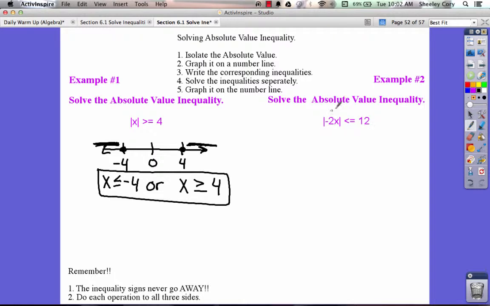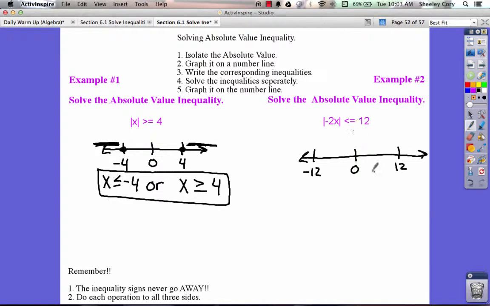So let's look at this problem over here. It says that our distance from 0 has to be less than or equal to 12. So negative 2x in the absolute value has to be less than or equal to 12 from 0. So we have to be less than 12 from 0. Let's mark on the number line all the numbers that are 12 from 0. So I know that 0 is here, this is 12 from 0, and negative 12 is 12 from 0. So it says less than 12 from 0. Numbers that are less than 12 from 0 would be like 11, 10, 9. Those would all be less than 12 from 0.